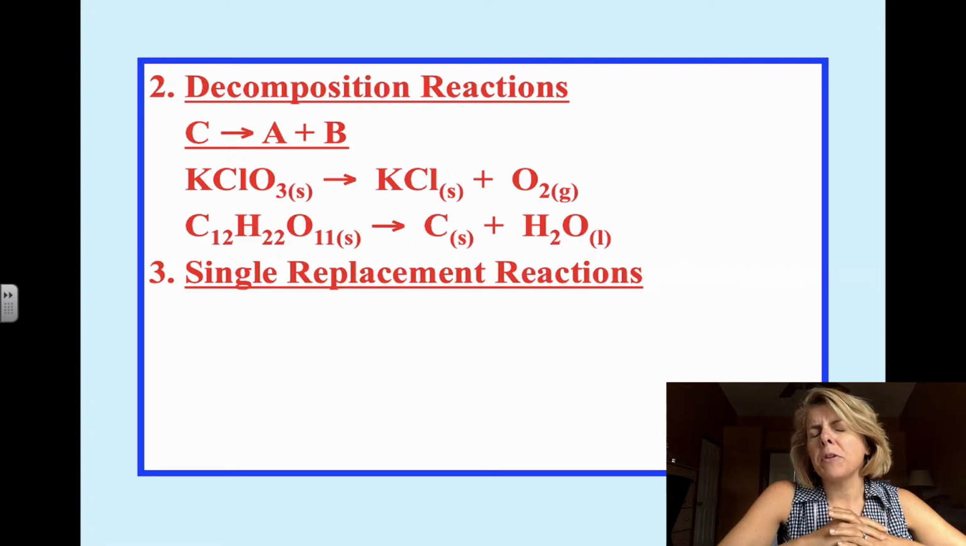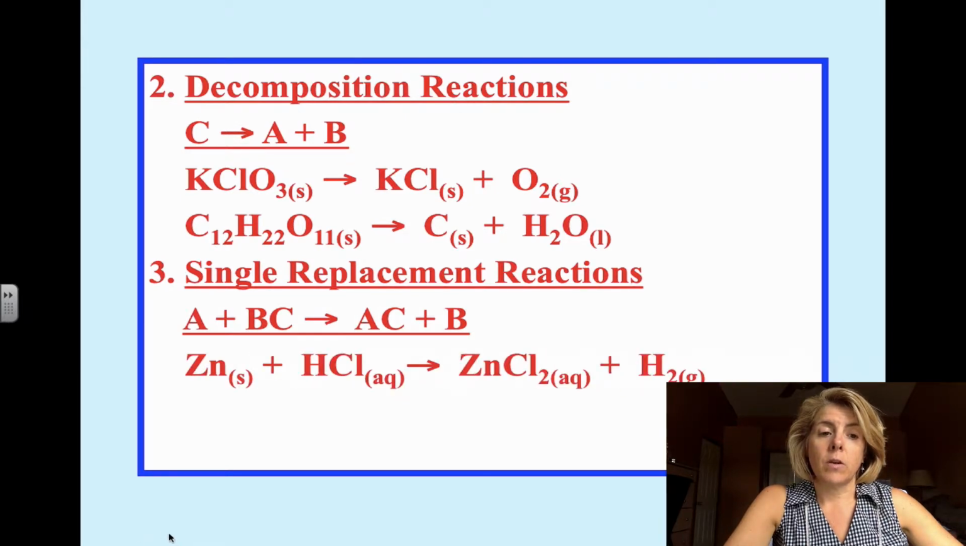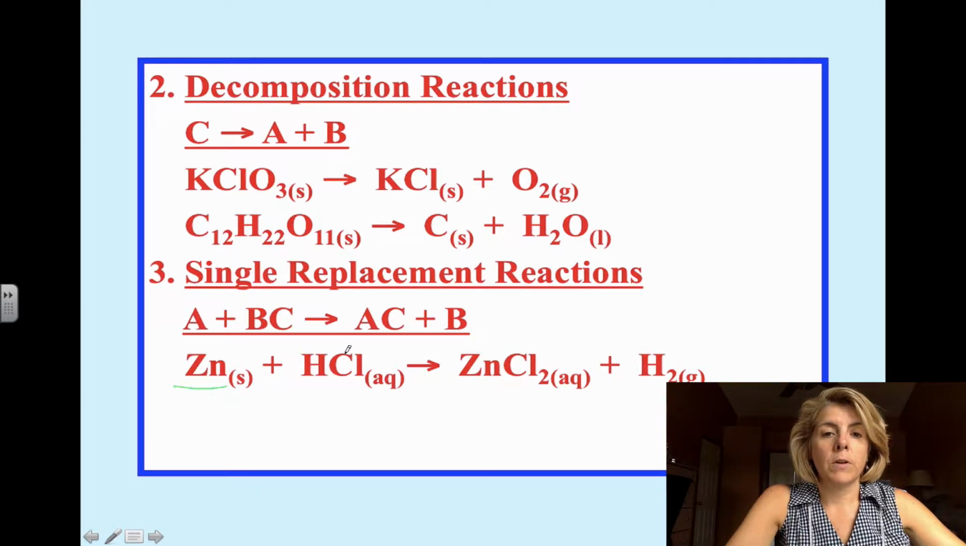Now, single replacement reactions are a little more challenging to see, but the way I look at it is I look to find a reactant that's by itself and a product that's by itself. And I'll show you an example of that. So look here. If we have the letter A, the letter A is on its own on the reactant side. The letter B is by itself on the product side. So when we're looking at a single replacement reaction, notice that zinc is by itself. And then for the product, we have hydrogen gas, it's by itself.